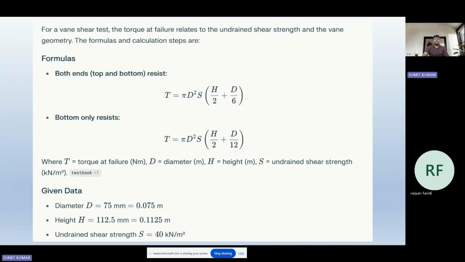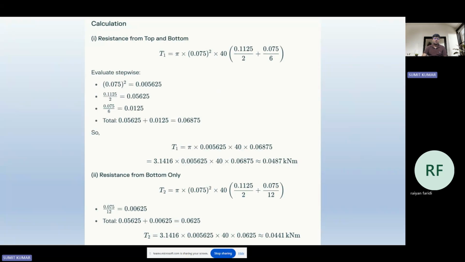From the vane shear test, the torque at failure relates to the undrained shear strength and the vane geometry. The formula and the calculation are mentioned over here as T equal to pi D squared s into H by 2 plus D by 6, and so on. Now you see the given data is mentioned, and the calculation for the resistance from top and bottom. A torque of 0.0487 kilonewton meter is applied, while for the second case a torque of 0.0441 kilonewton meter needs to be applied in order to achieve that much strength.